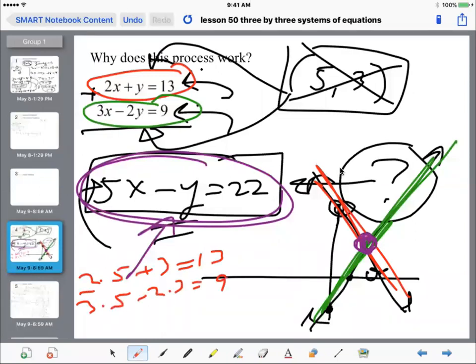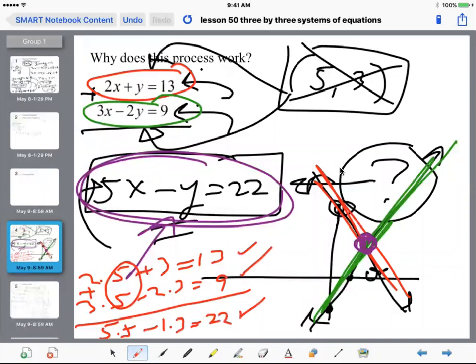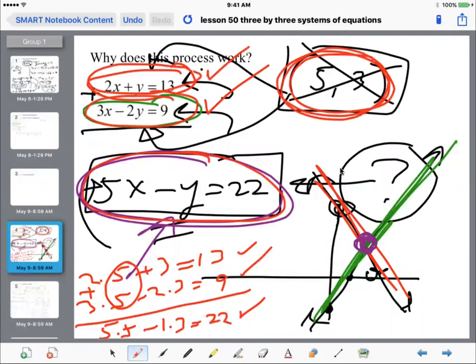So if I add those two equations together, and I think of the 5s almost like terms, I get 5 times 5 minus 1 times 3 equals 22. So all three of these equations have this point in them. The thing that makes both equations true originally will also make this new equation true.